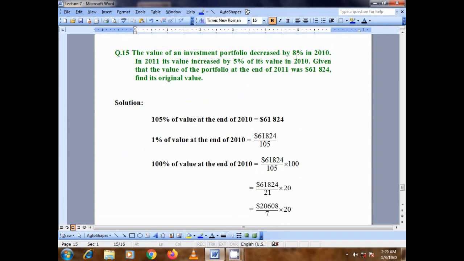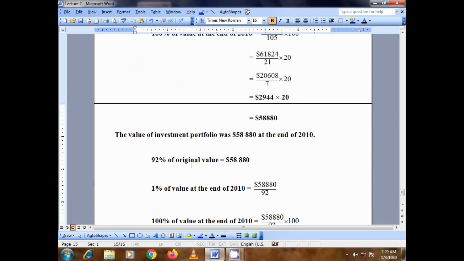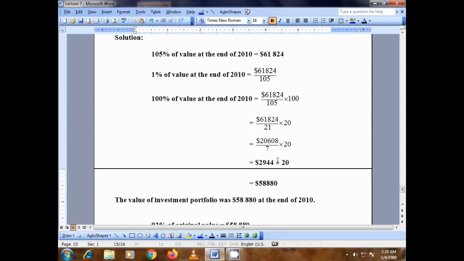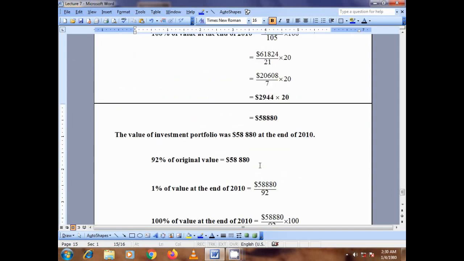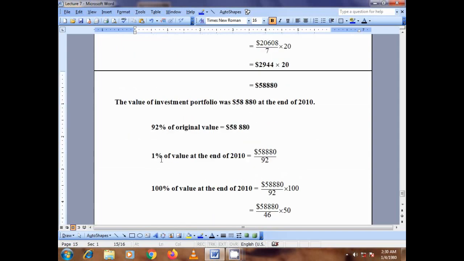Since we have a decreased value, we will subtract this 8% from 100. So it means that we have 92% of the original value. So 58,880, we will take this 58,880 as the 92% of the original value, because we want to find the value before 2010 and before the decrease of 8%. Let's find this value. Now again, for the second step, we will take 1% of the original value.